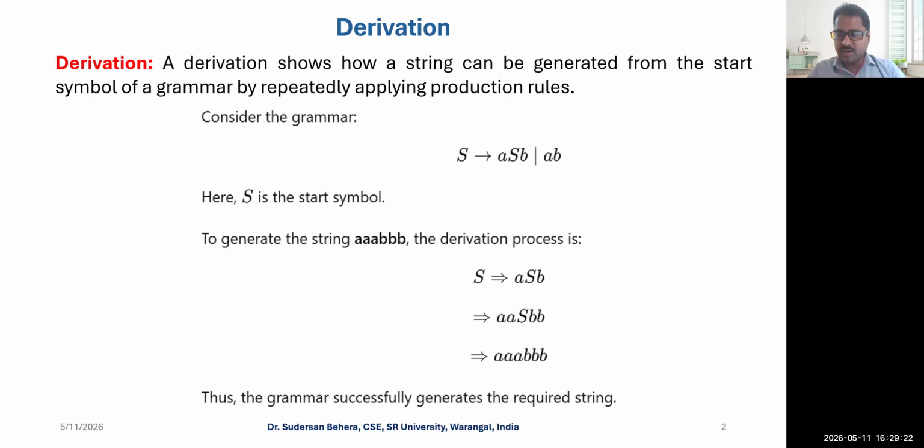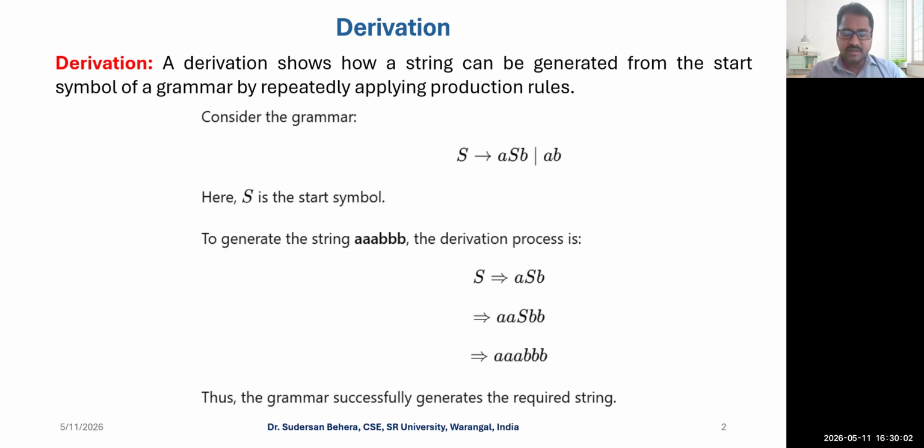Here S is the start symbol of the grammar because we came to know that context-free grammar has four parts: V, T, P, S. You can write VTPS or NTPS. Yesterday I told, what is V? V is the set of non-terminals. And what is T? T or sigma is the set of terminal symbols. Then what is P? P is the set of production rules. And what is S? S is the start symbol. Here S is the given start symbol, and it has two productions, P1 and P2. P1 is S derive aSb, whereas P2 is S derive ab.